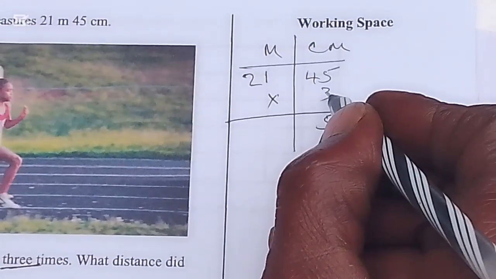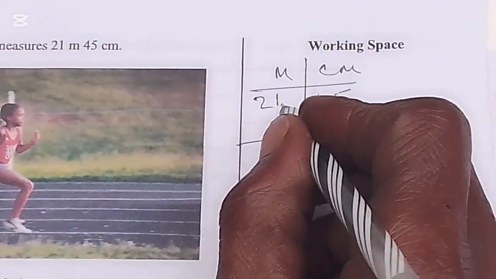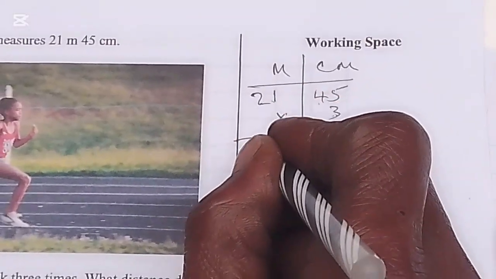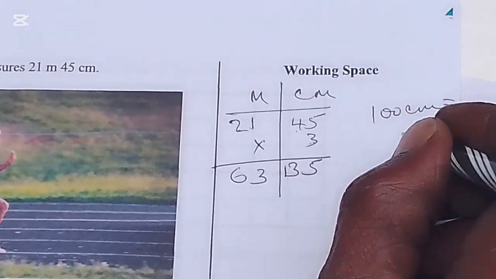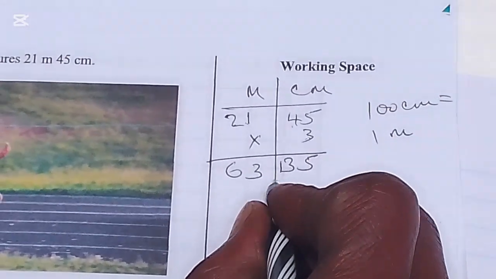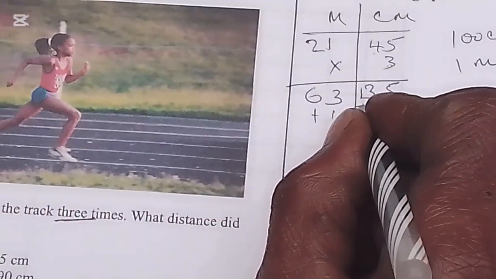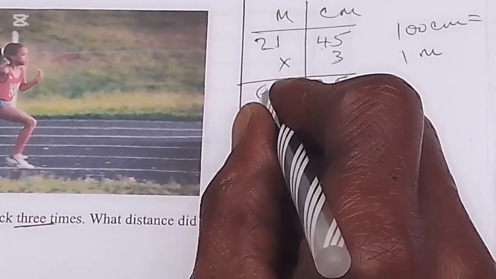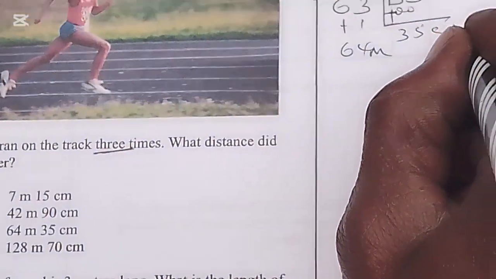15, carry 1, 12, 13. Those are centimeters. Then you have 3, 6. But we know 100 centimeters equals 1 meter. So here we have 1 meter. So we add 1 here, we subtract 100 here. Here we got 5, 3, then 64. So we have 64 meters, 35 centimeters.